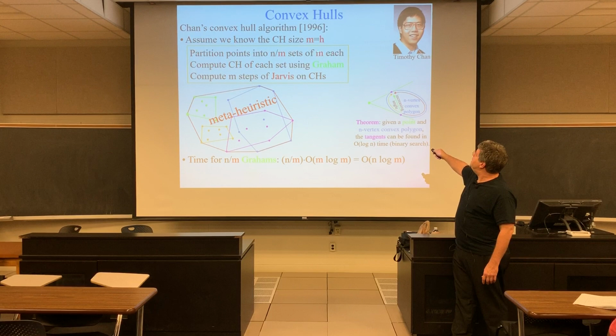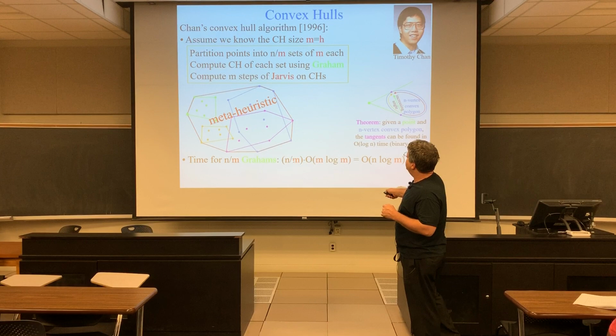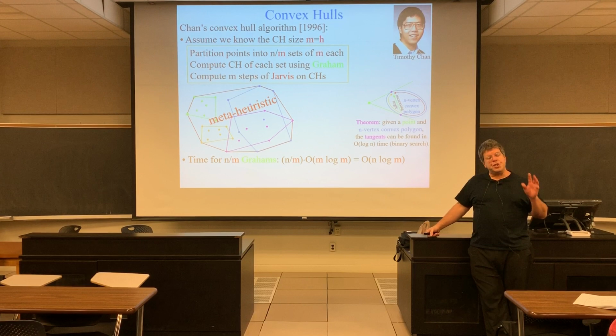There's m points in each, so it's really m log m per gram scan. There's that many gram scans, n over m gram scans. So the total time is n over m gram scans times the time per gram scan, which is m log m. The m's cancel nicely here, and you just get n log m time complexity for the entire process, assuming you knew what m was. How many understand that analysis, time complexity?